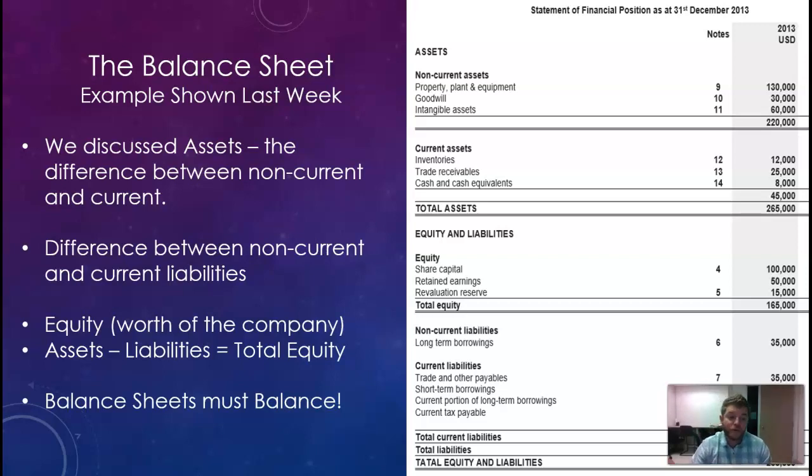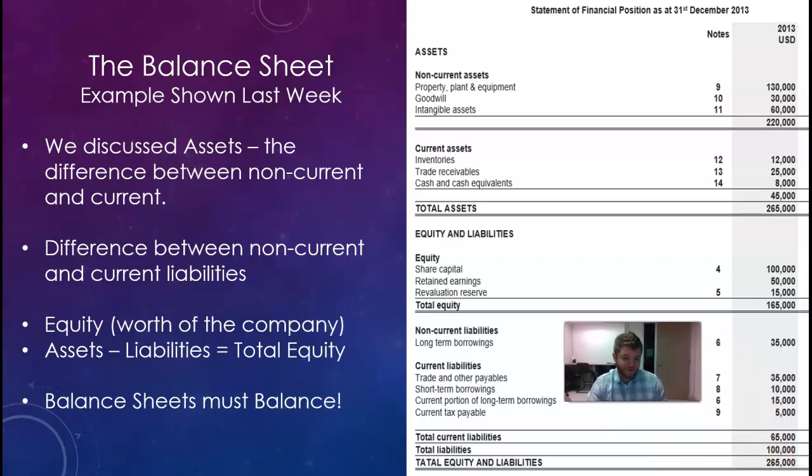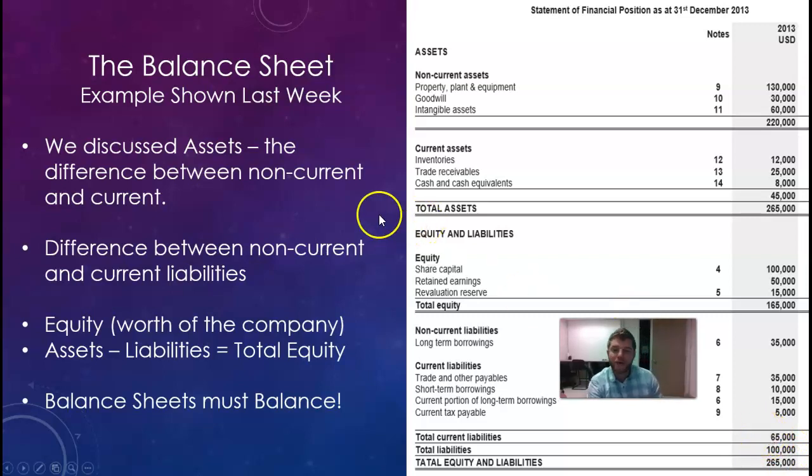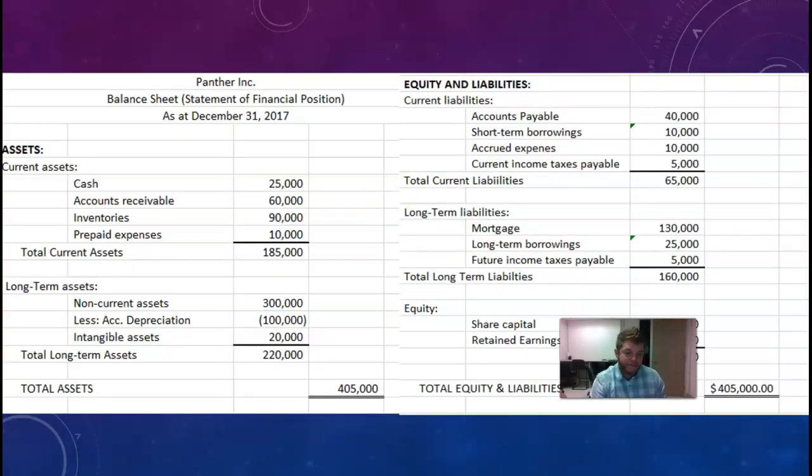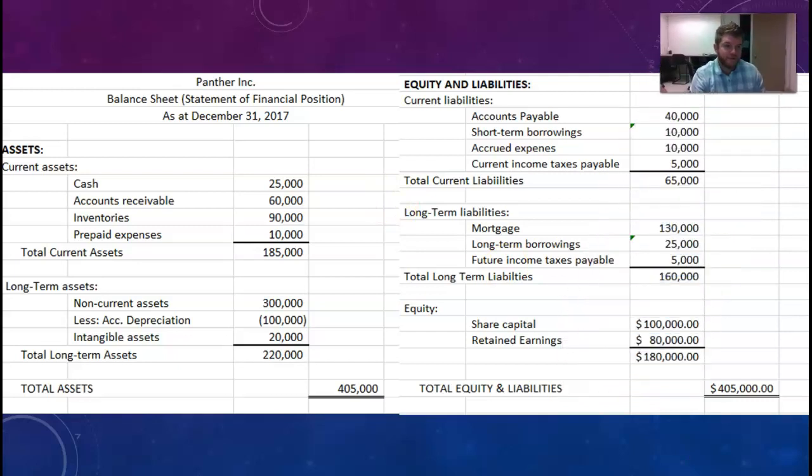Another thing that we need to know about balance sheets is that balance sheets must, believe it or not, balance. So you will see here that our total assets, which equal $265,000, are equal to our liabilities and equity, which is $265,000. Counting 101. Again, you'll see this.